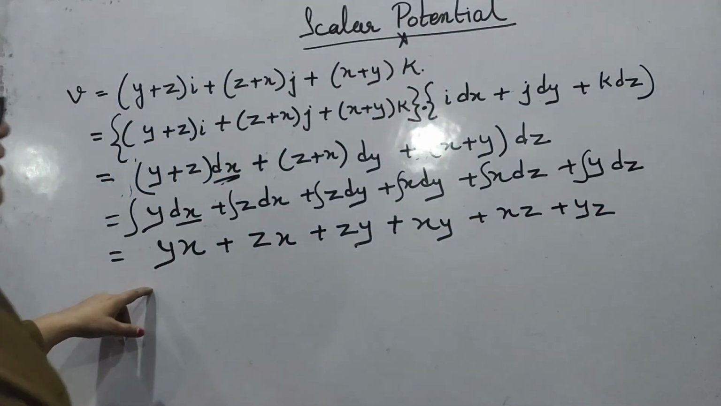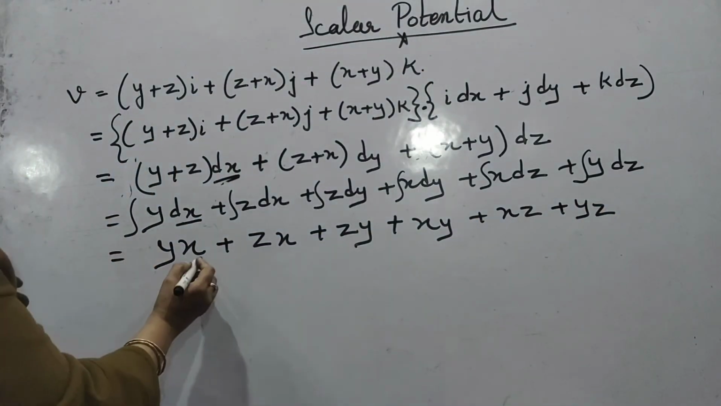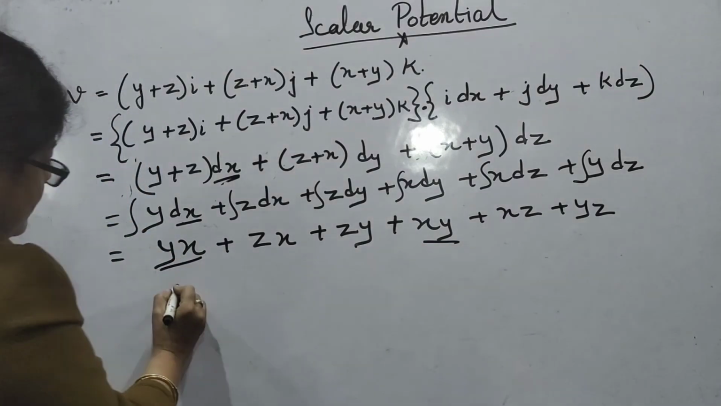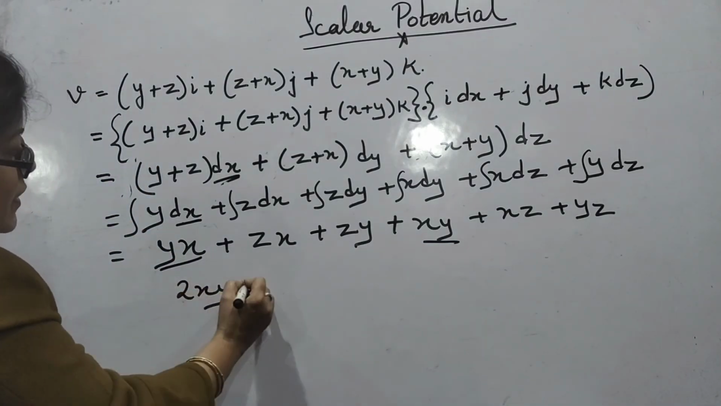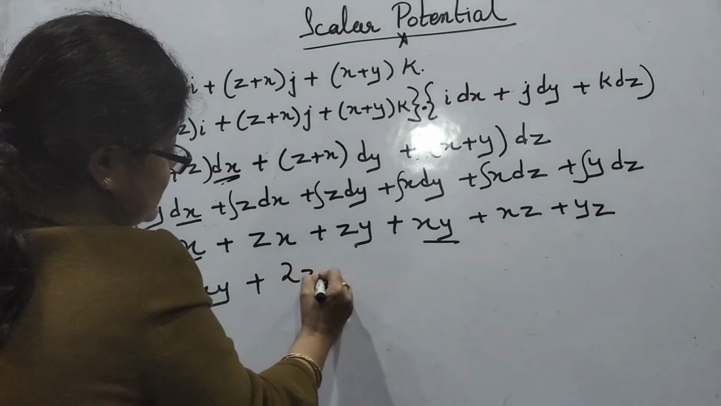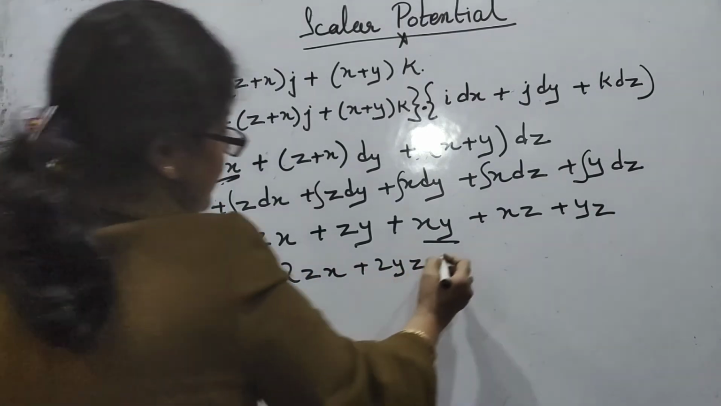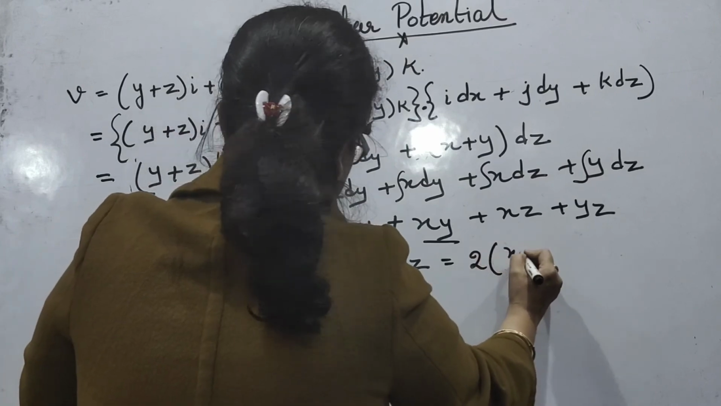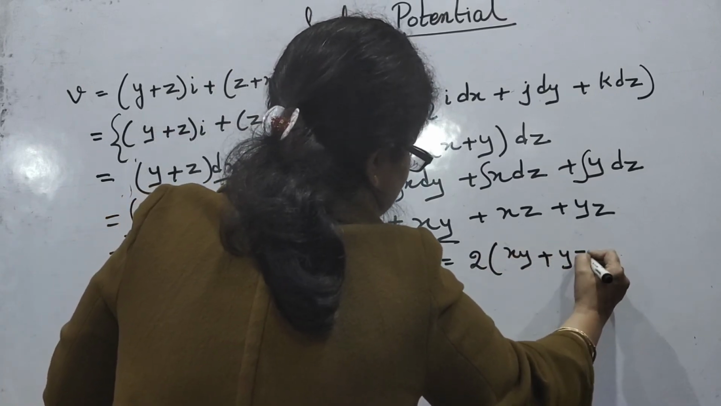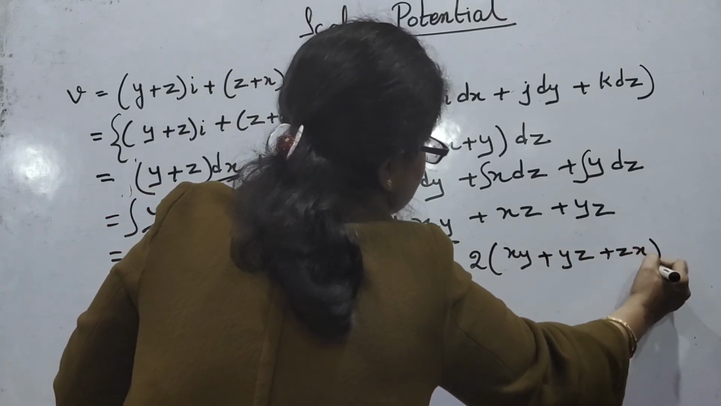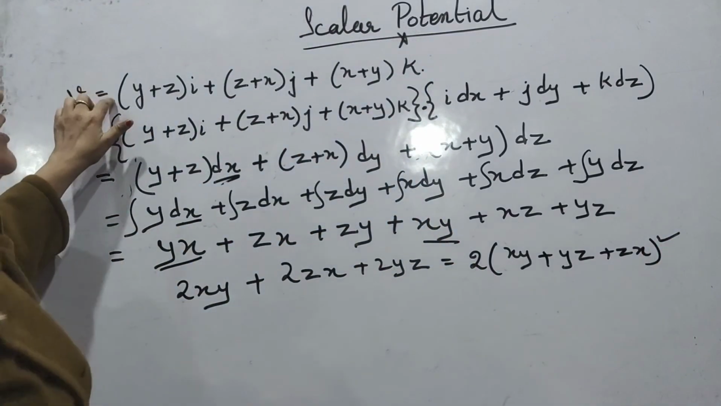Okay. Now you can observe here, this is xy, this is xy. That means 2xy. Then 2 times zx, 2 times yz. That means overall we have 2 times (xy + yz + zx). This is the scalar potential of the given vector.